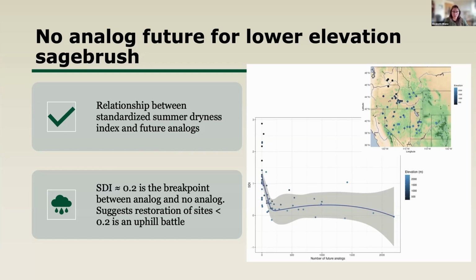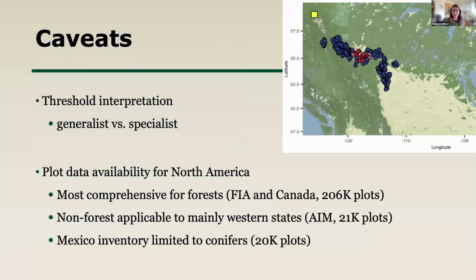This pattern is not a new discovery. Others have found similar things about the amount of novel climates we're going to encounter in the future, which is another piece of evidence along that way.